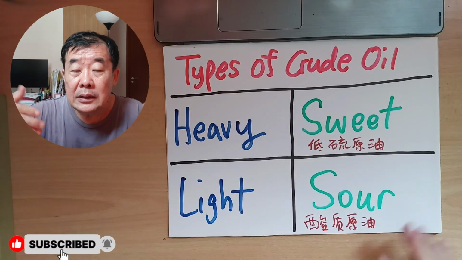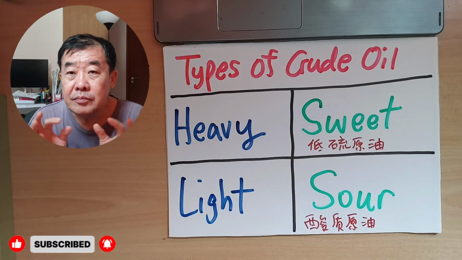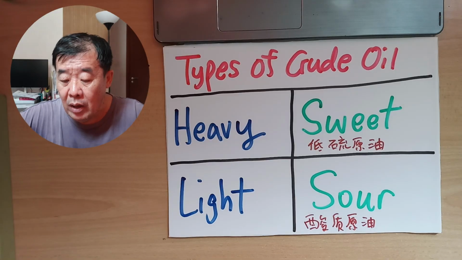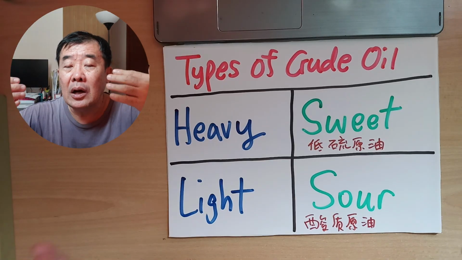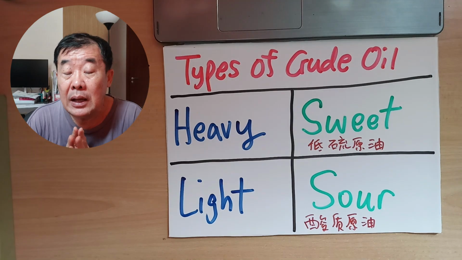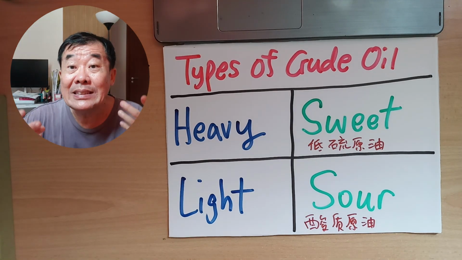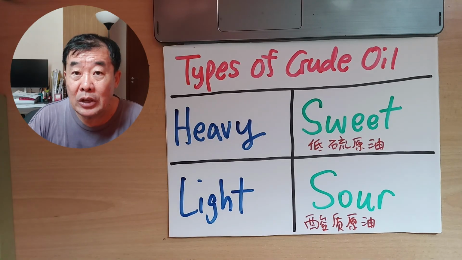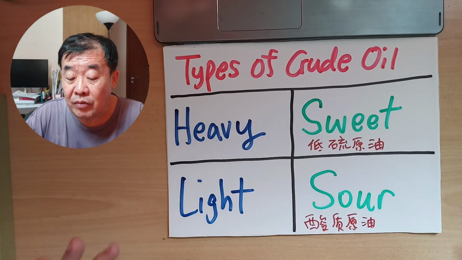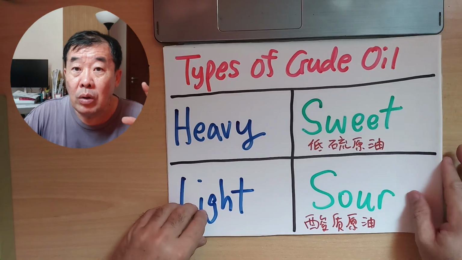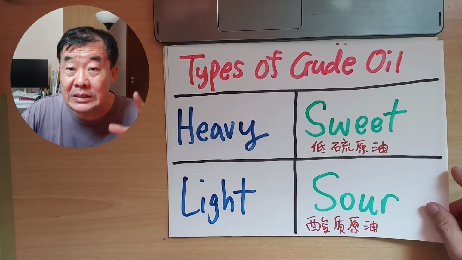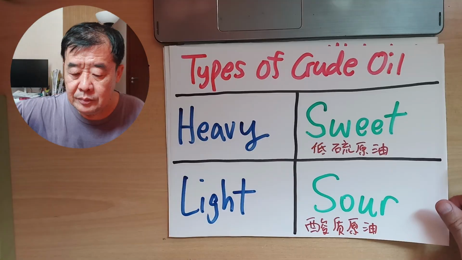A little bit of technical knowledge: whether the oil is sweet or sour depends on the amount of sulfur inside the oil, and heavy and light refers to the density. There are benchmarks to measure this, but again, this is not what this video is going to cover. This video will talk about the more financial and business aspects of the oil market.